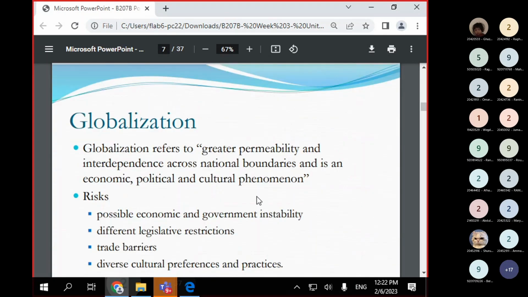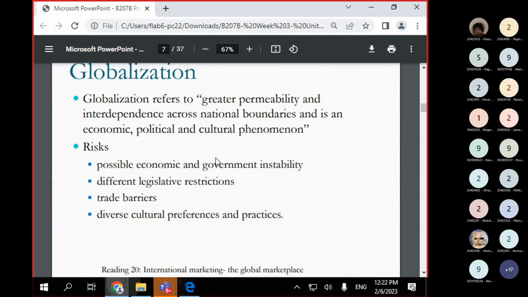Of course, global organizations have some risks associated, the possible economic and government instability. So there is a possibility that you go to a country and then there is instability in the country, political or government or change of regulation or anything like that. Trade barriers. What are trade barriers?